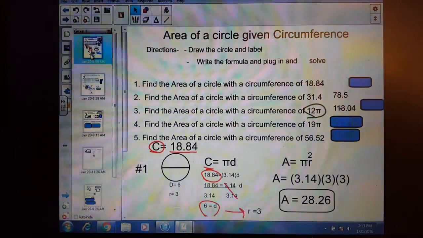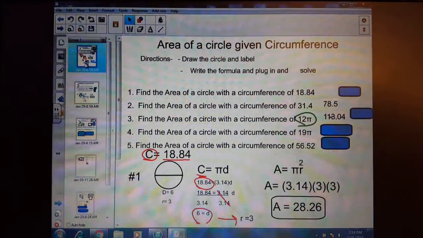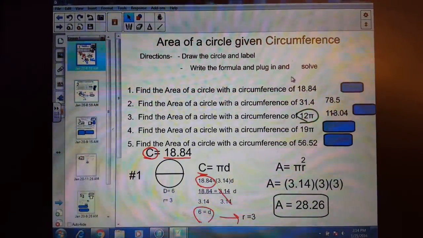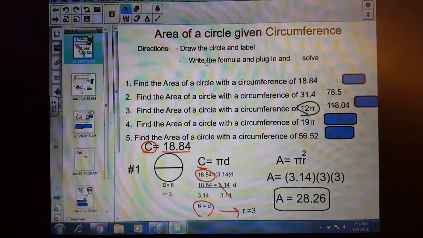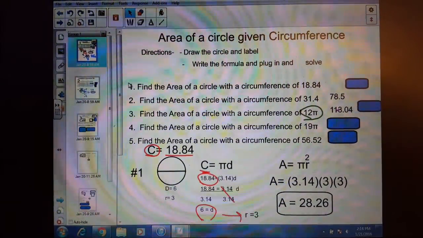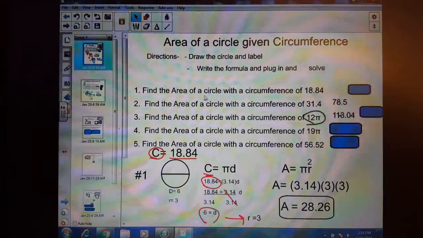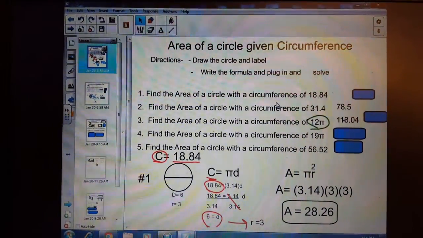Tomorrow on Friday we have a test. There's a lot of math involved in this test. For this first section, section A, you're finding the area of a circle when given the circumference.